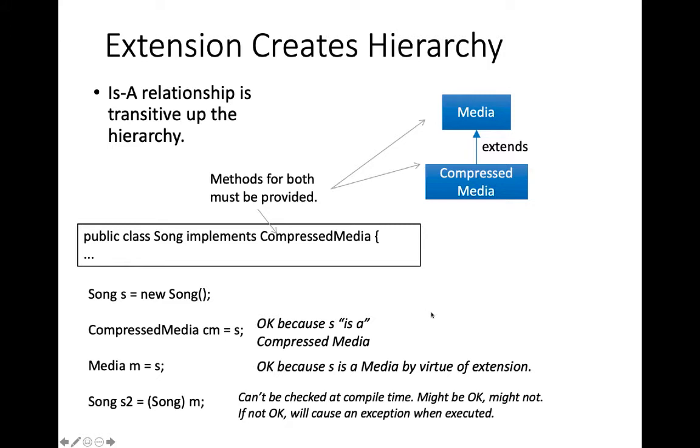But then when you actually run the program, and you get to that line of code, if whatever object M is pointing to really isn't a song, that's when your program will fail. So you can cast a reference backwards across an is-a relationship the other way, but there's no way to check at compile time that it's true, and at runtime, if it's not true, it'll cause a problem.